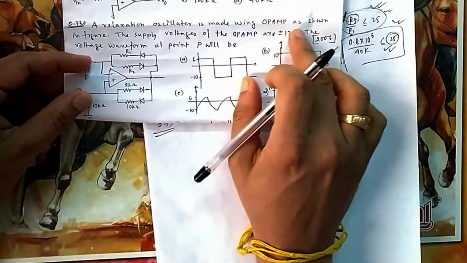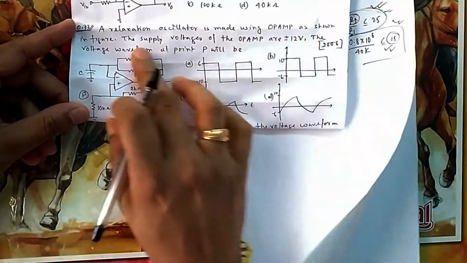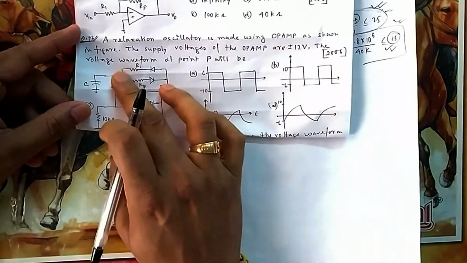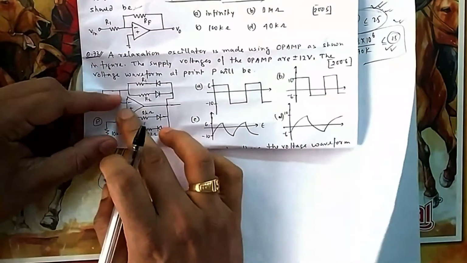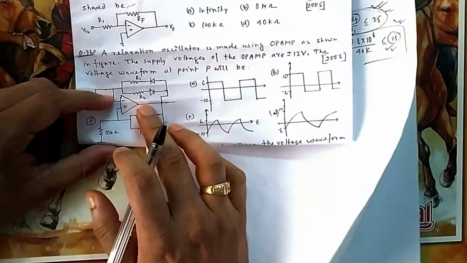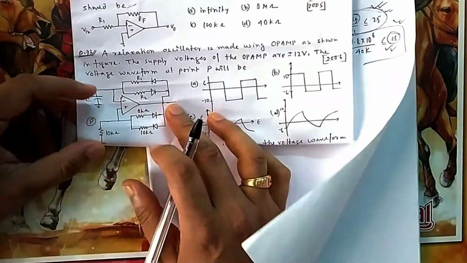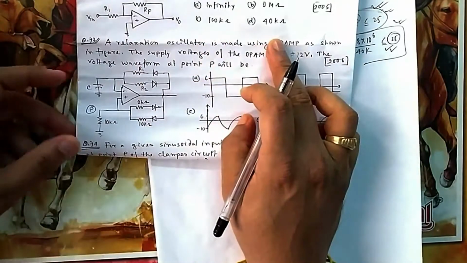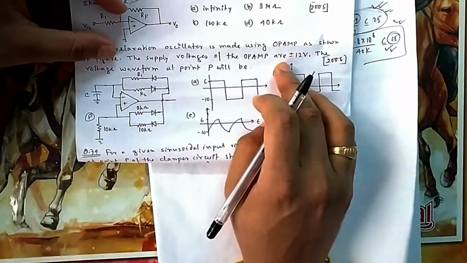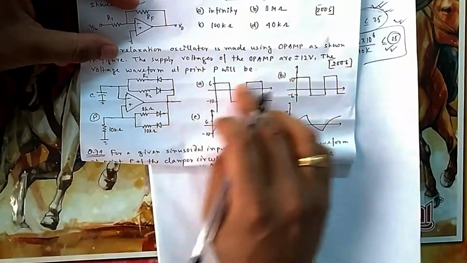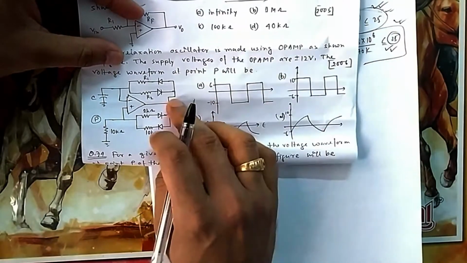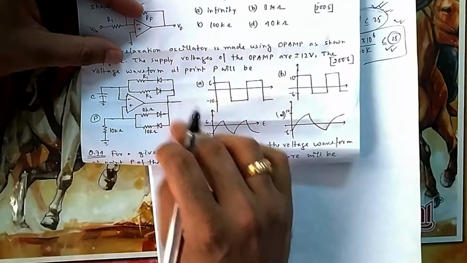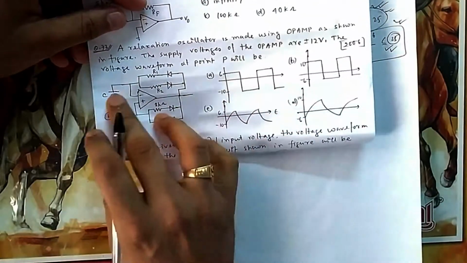The relaxation oscillator made using op-amp as shown in the figure, the supply voltage. Now it will say there are both directions. This is feedback. Here also, here also. This type of connection, if you see, the output will be mostly at the saturation levels, that is plus minus 12 volt. The output will be at plus 12 or at minus 12, and it will oscillate.